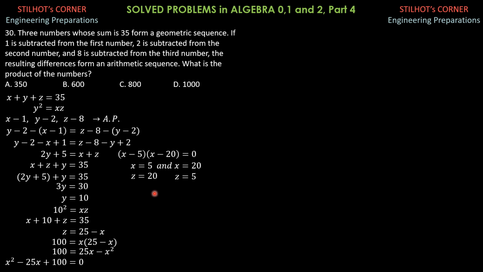So the product therefore is xyz, which is 5 times 10 times 20, or 20 times 10 times 5, which is the same. So the product is 1000. So that's it for this video.